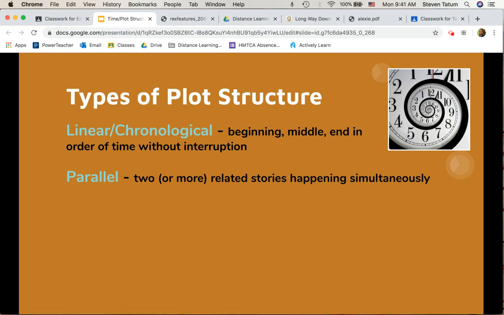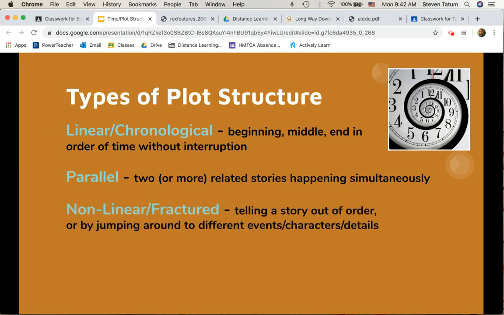In parallel structure, there are two or more related stories that are happening at the same time. This has become pretty popular in books recently, where you have two different characters, and in one chapter you get one character's point of view, and the next chapter you get another character's point of view. So that is called parallel structure, where there are two storylines happening at the same time.